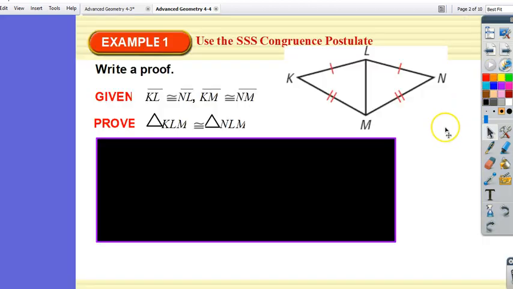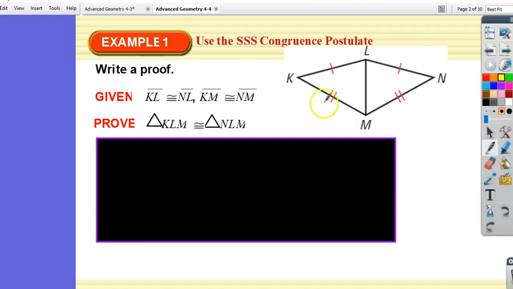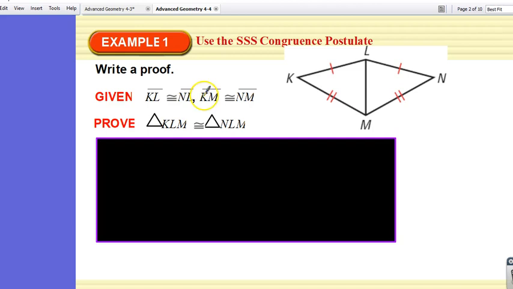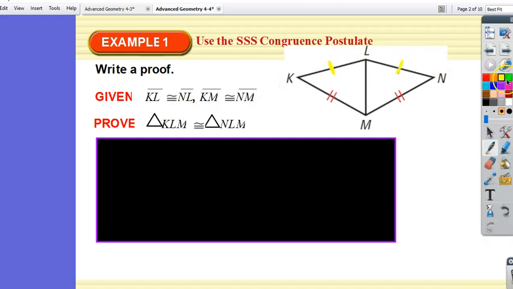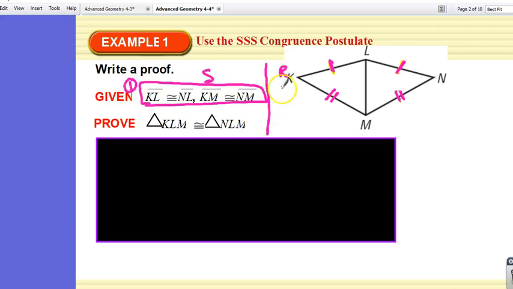Alright, so use the side, side, side congruence postulate. Write a proof. So it's given that KL is congruent to NL, and KM is congruent to NM. Let's make it in a color that you can see better. So that's what they've given you, right? This was given. So for line 1 of your proof, you put this for your statement, and your reason is given.